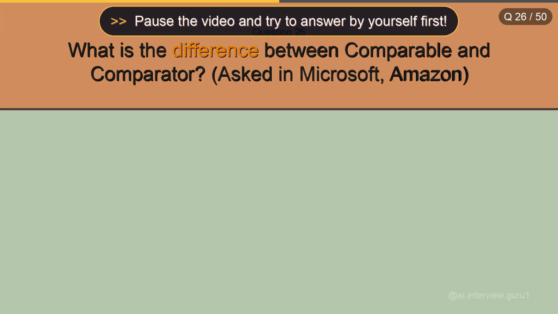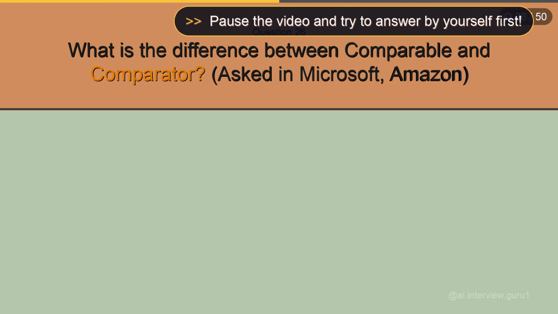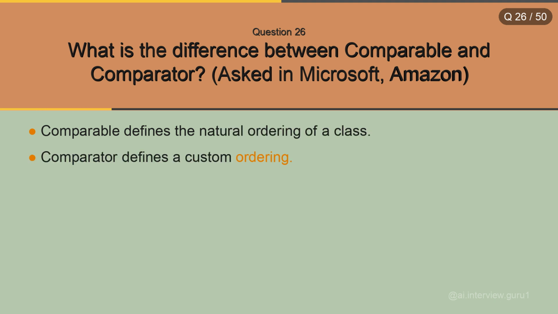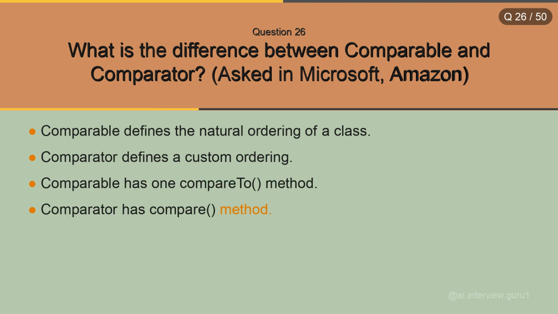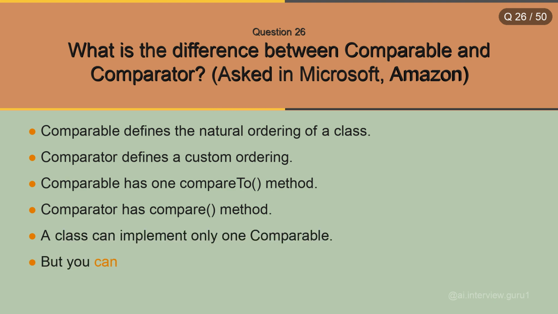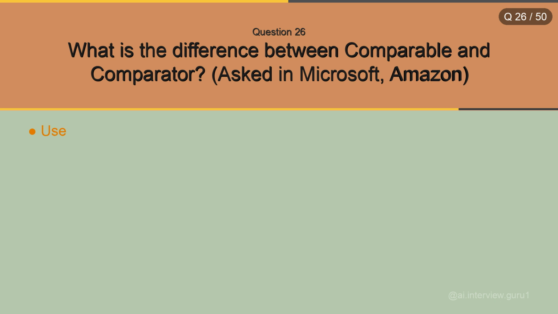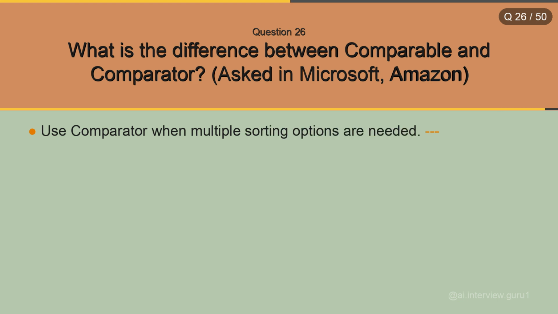What is the difference between comparable and comparator? Comparable defines the natural ordering of a class. Comparator defines a custom ordering. Comparable has one compareTo method. Comparator has the compare method. A class can implement only one comparable, but you can create multiple comparator classes for different sorting requirements. Use comparable when there is one default sorting order. Use comparator when multiple sorting options are needed.